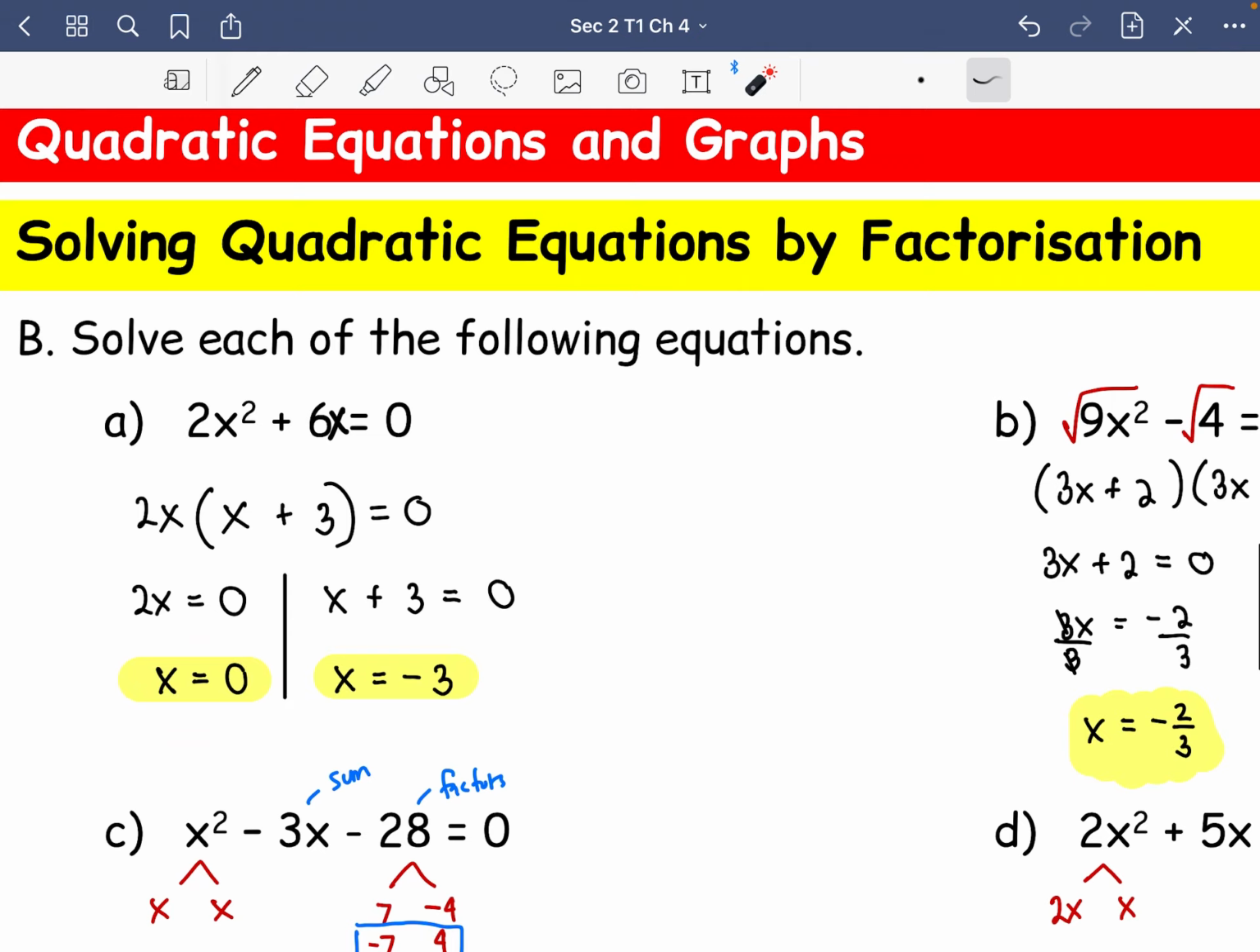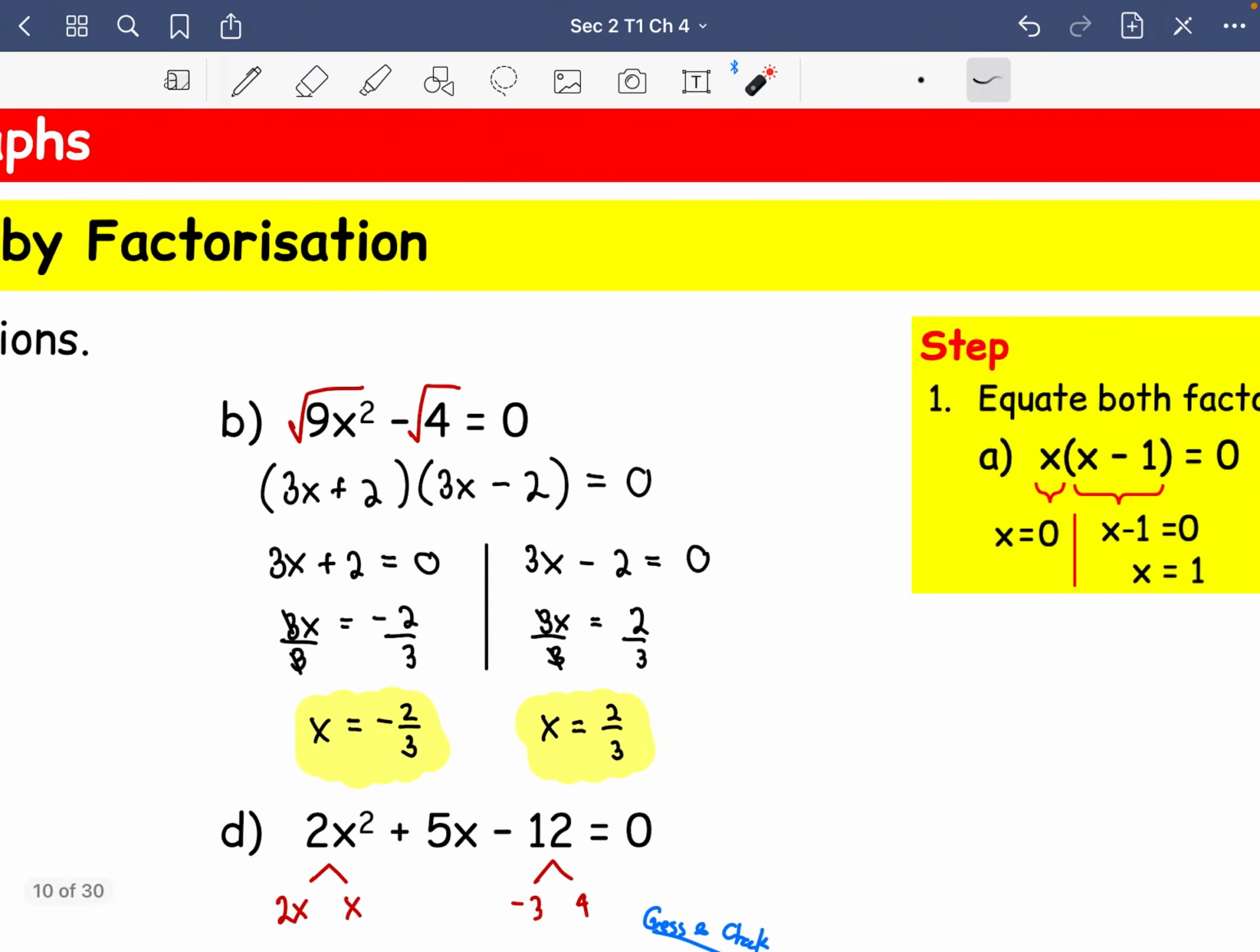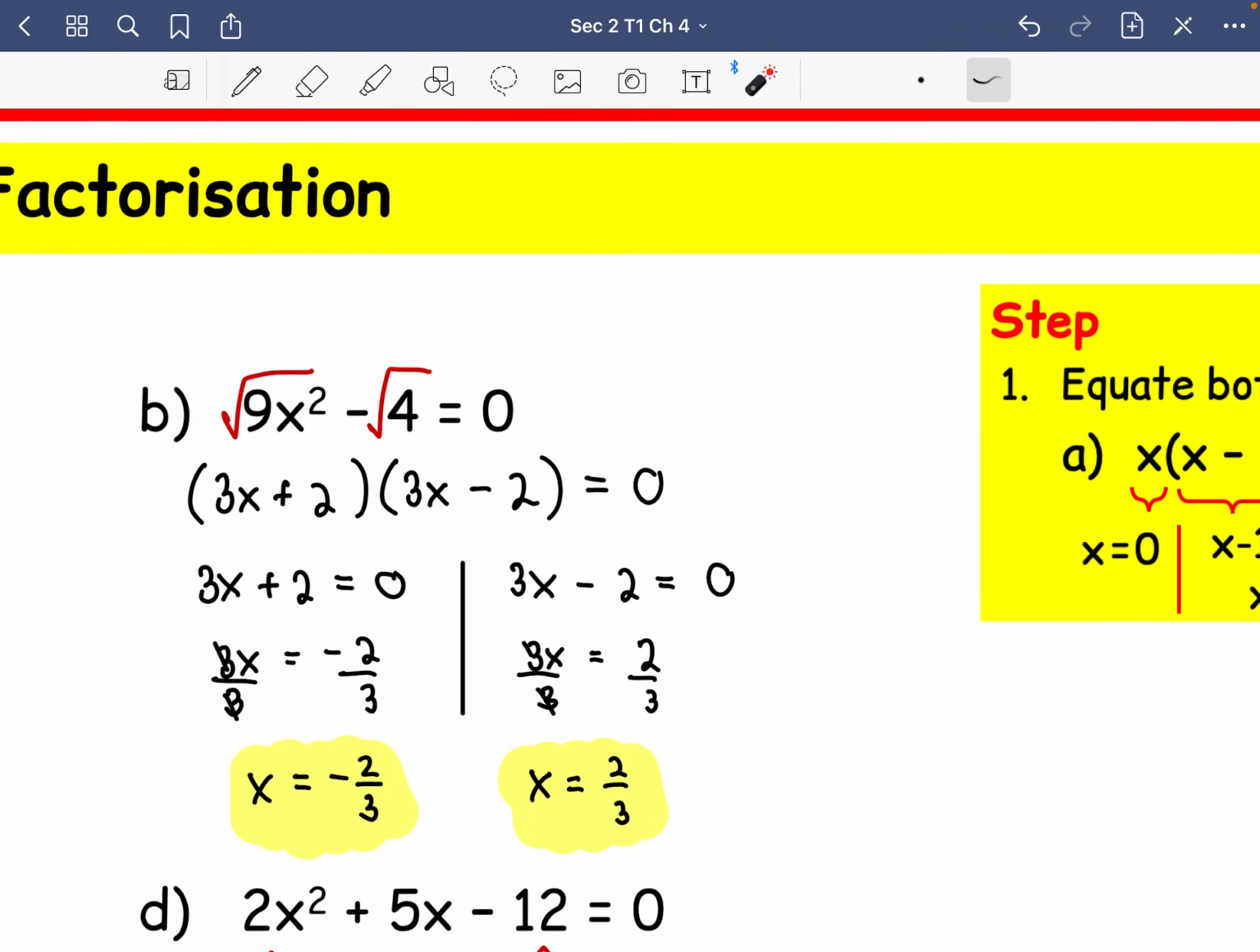So therefore, my answers are 0 or negative 3 for letter A. Now, let's have letter B. Obviously, for letter B, again, you have two terms, and the first thing you need to ask is: are both of them perfect squares? Yes, both of them are perfect squares. So this is an identity.